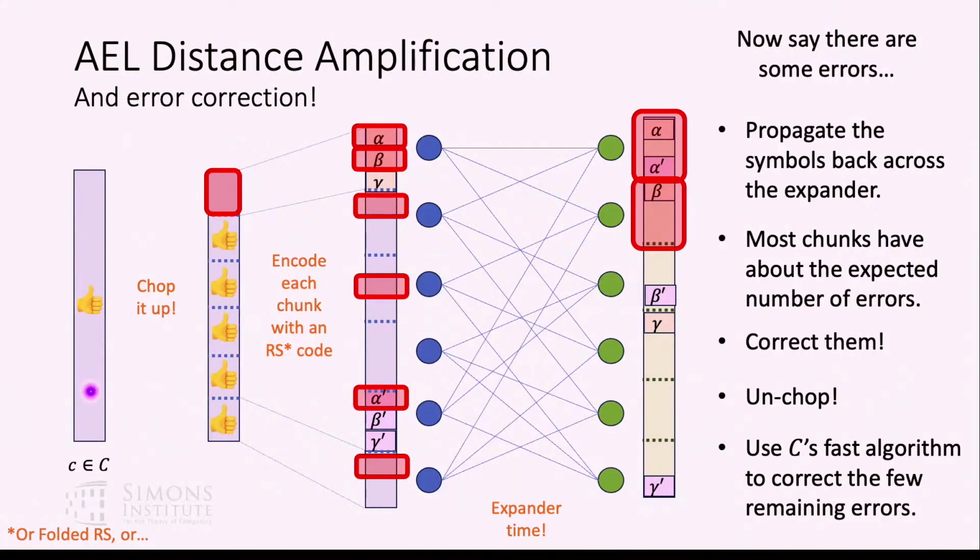And then unchopping and correcting, right? The whole point was that C had this really fast, maybe near linear time decoding algorithm. So altogether, this whole decoding process can be near linear time, but we've inherited those optimal combinatorial properties from the inner Reed-Solomon code. Does that make sense? Cool.